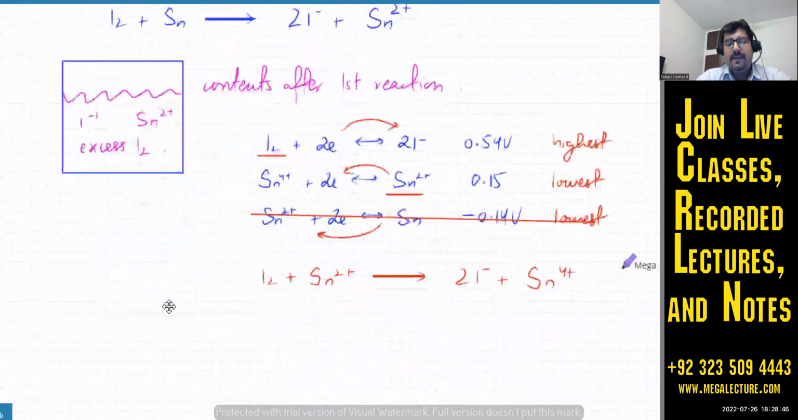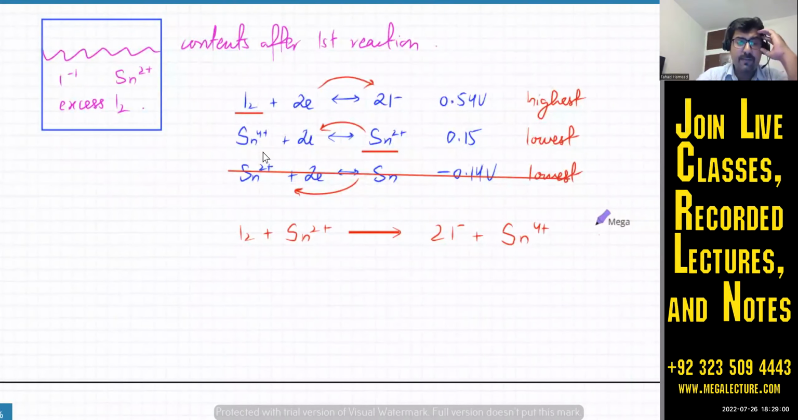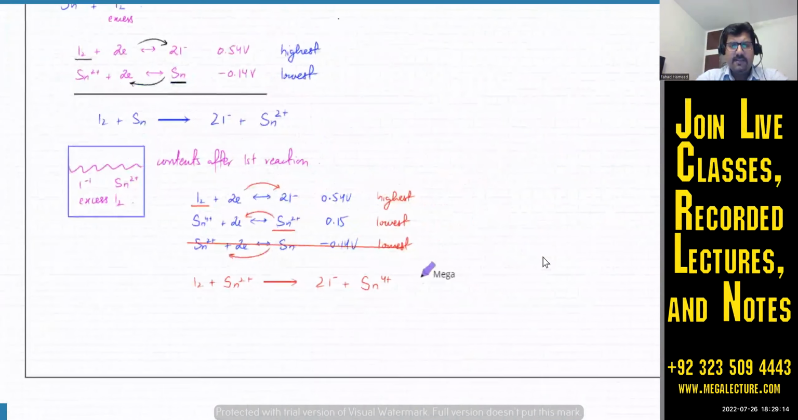And then you tried to figure out, will you get another reaction? So you opened the data booklet again, you found iodine and the I- reaction, and you found out that there were two reactions for Sn2+. One was Sn2+ in equilibrium with Sn4+. The other one was Sn2+ getting converted to Sn. Then you figured out that there was another reaction and the Sn2+ got further oxidized to Sn4+. So is this clear, this chain reaction?